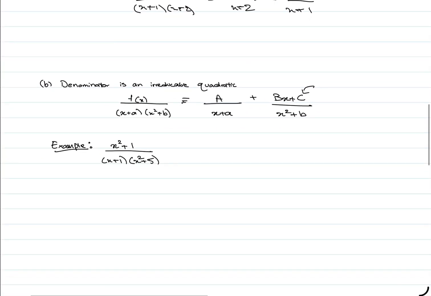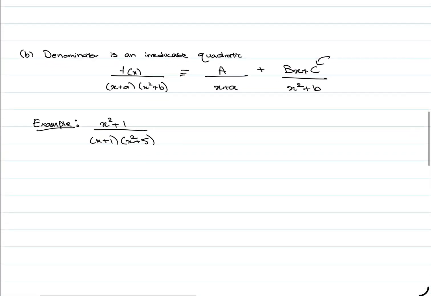Now our second case is where the denominator contains an irreducible quadratic. So here we have x plus a, x squared plus b, and you break it down into a upon x plus a plus bx plus c upon x squared plus b. Bx plus c is the general form of a linear expression, and the degree of the numerator here is 1 less than the degree of the denominator. So let's do an example.